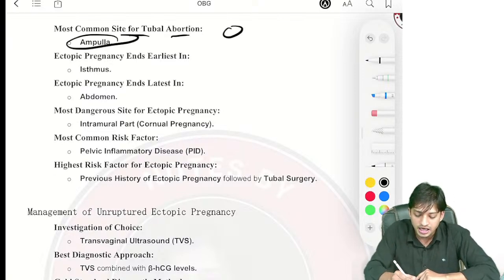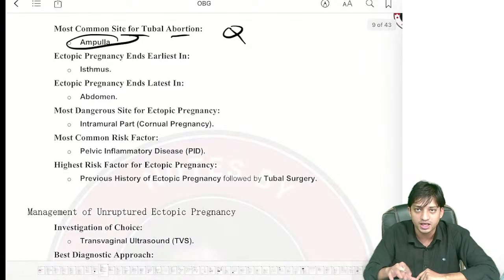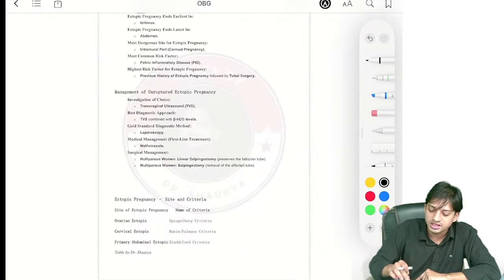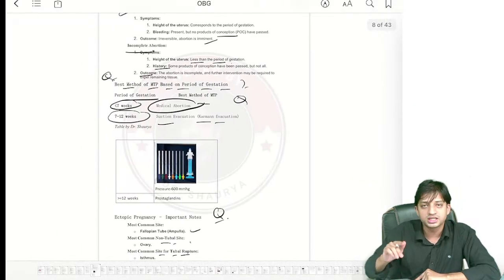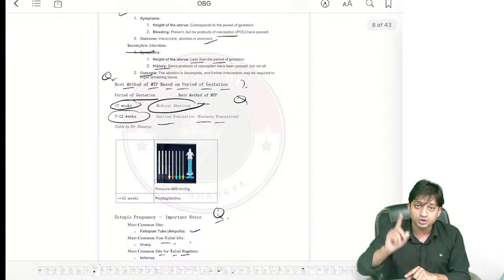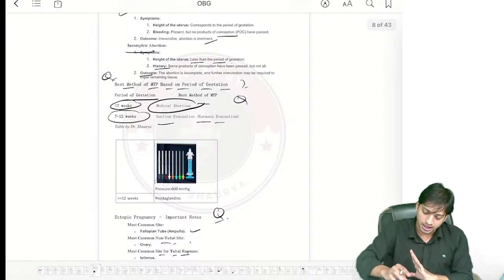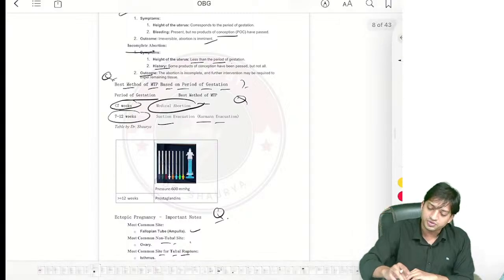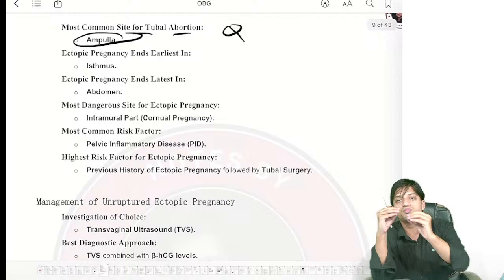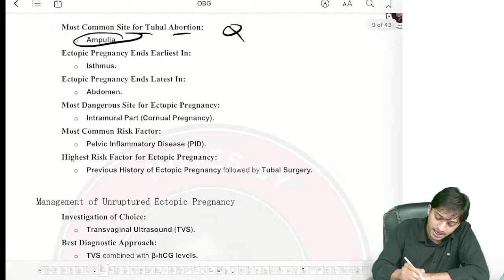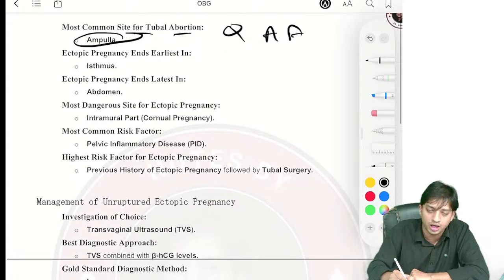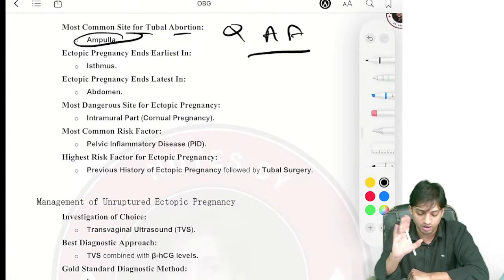These are all high one-liners. They have asked you very frequently. Again repeating, please pay attention. Most common site for the ectopic pregnancy is fallopian tube. Most common non-tubal site, that means outside the tube, is ovary, right? Third, most common site for tubal rupture is isthmus, and most common site for tubal abortion, abortion happening within the tube itself, is ampulla, right? How to remember? AA: A for tubal abortion and A for ampulla. Site, one-liner you will have to remember.